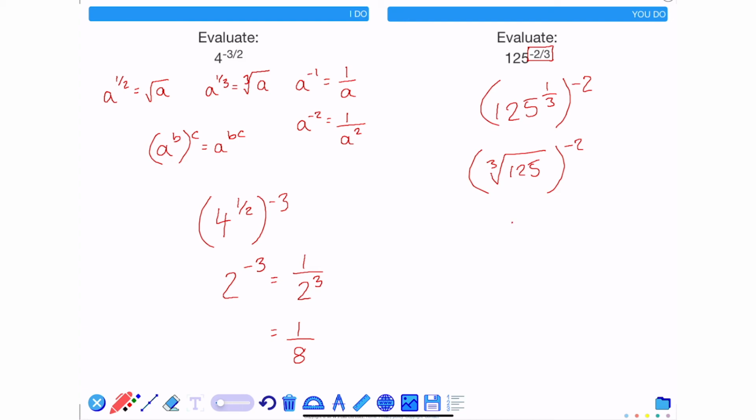The cube root of 125 is 5, so we now raise this to the power -2. I've got a negative power, so this will be 1 over 5 squared. And 5 squared is 25, so my final answer will be 1 over 25.